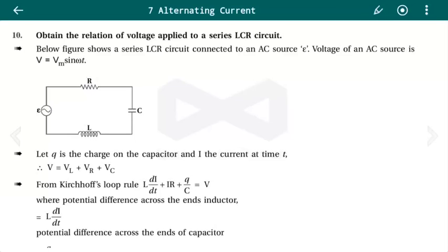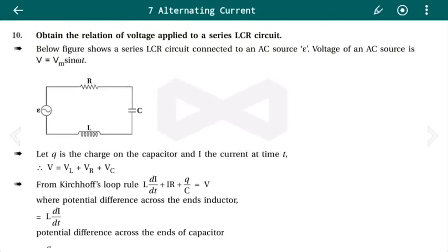In this video we are going to obtain the relation of the voltage applied to a series LCR circuit. Here L stands for inductor, C stands for the capacitance, R stands for the resistance. In this circuit the inductor, capacitor and resistor, all the three are connected in series, and with this series combination AC voltage is applied. Below shows a series LCR circuit connected to an AC source.